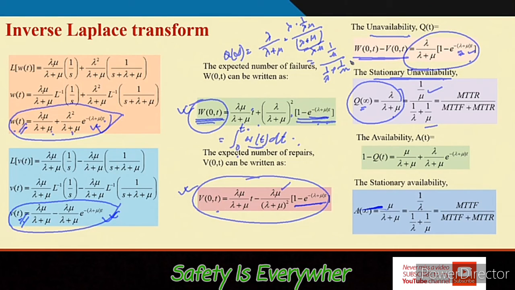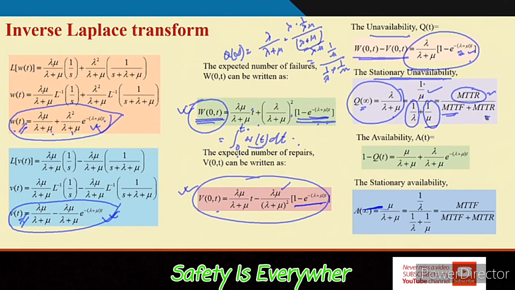Now what are lambda and mu? Lambda is the parameter of the exponential distribution here, and we have seen earlier that using the exponential distribution, the mean time to failure will be 1 by lambda and the mean time to repair will be 1 by mu. That is why we are writing 1 by mu as mean time to repair and 1 by lambda as mean time to failure. So the stationary unavailability is mean time to repair divided by mean time to failure plus mean time to repair.